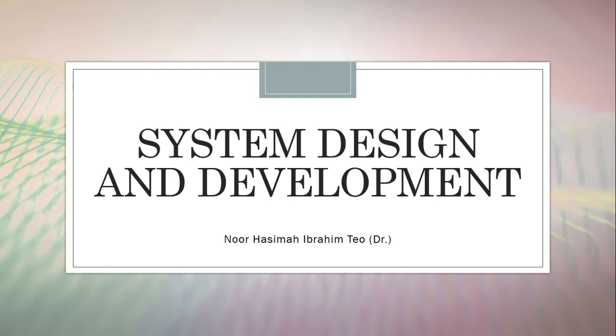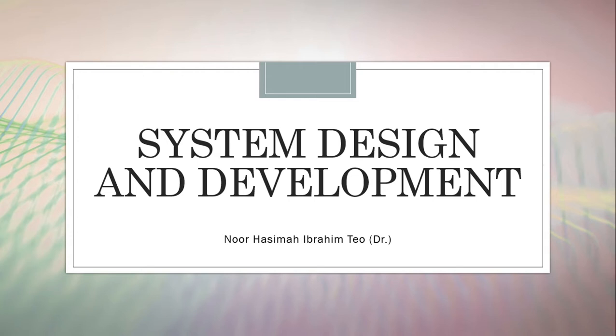But this is optional. Some of the domains, some of the research area, they might not need this chapter 4 because they already include everything in chapter 3. But most of the research area will need this chapter 4 to extend, to show the detail, to explain the detail, to discuss the detail of their system design. So we will look at what we need to write in our system design and development.